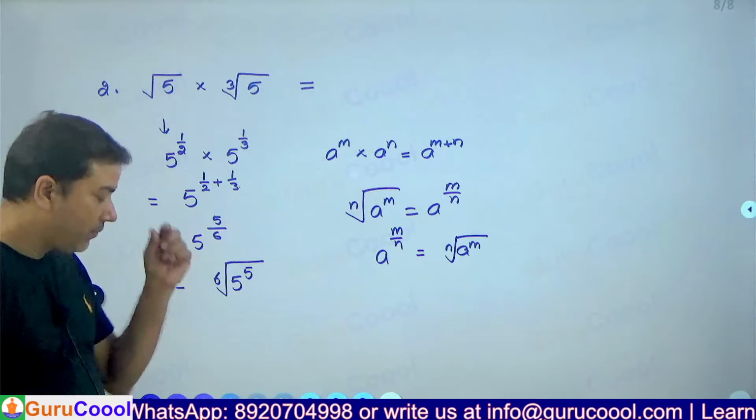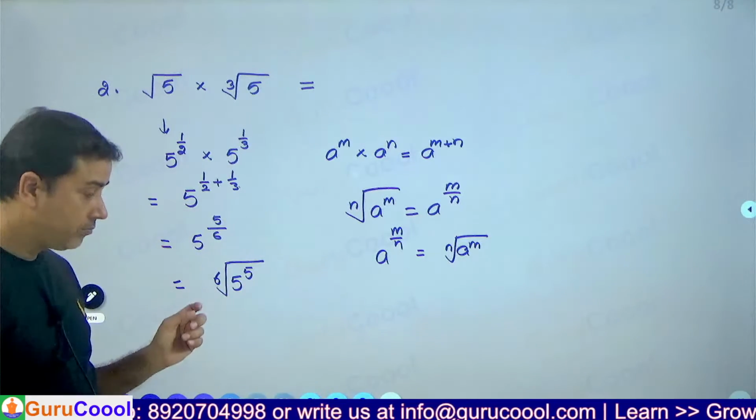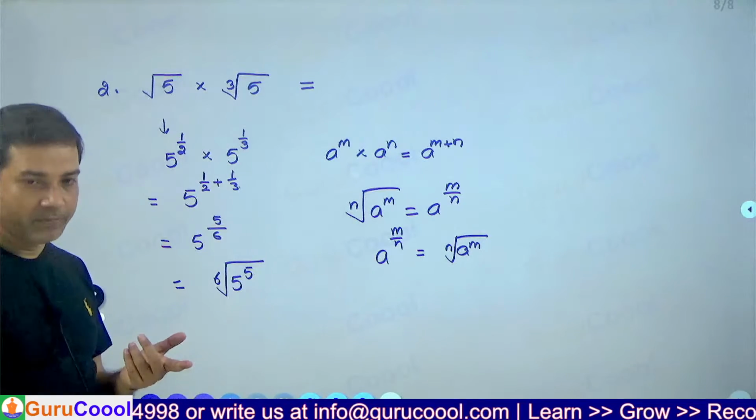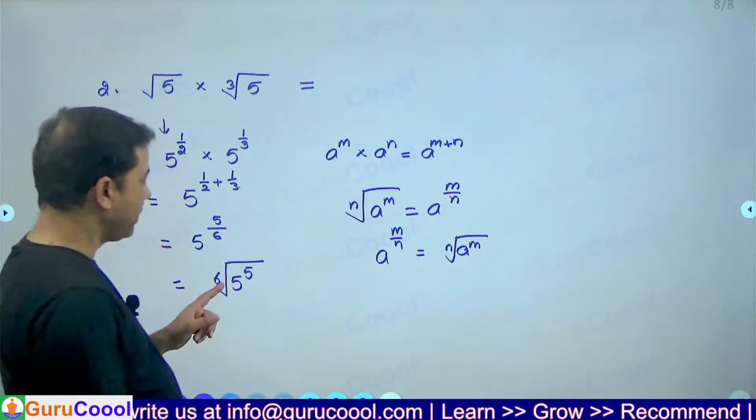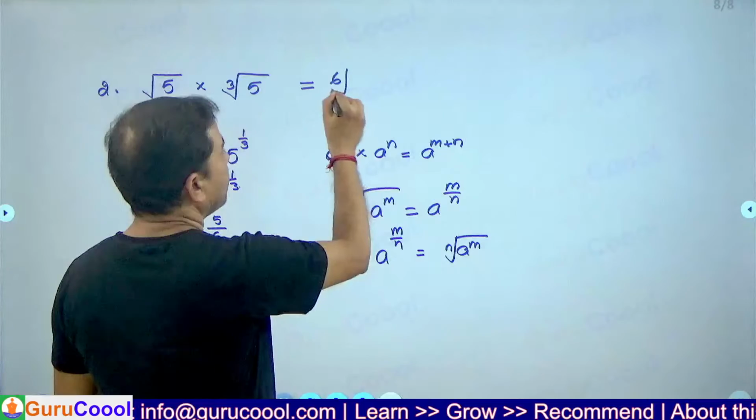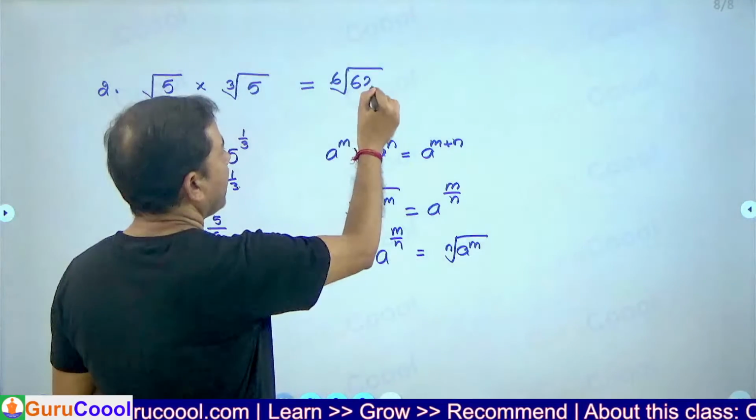5 raised to the power 5 is 625, I guess. Yes. So this is the 6th root of 625.